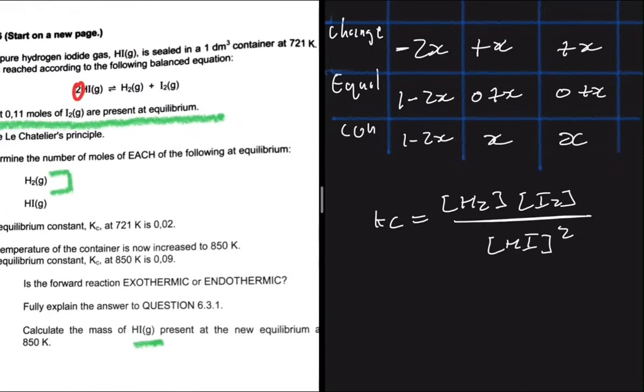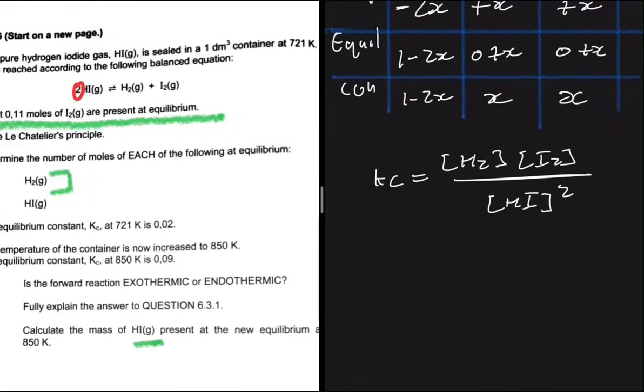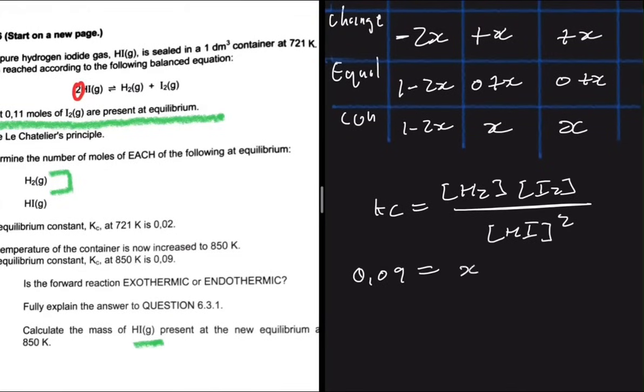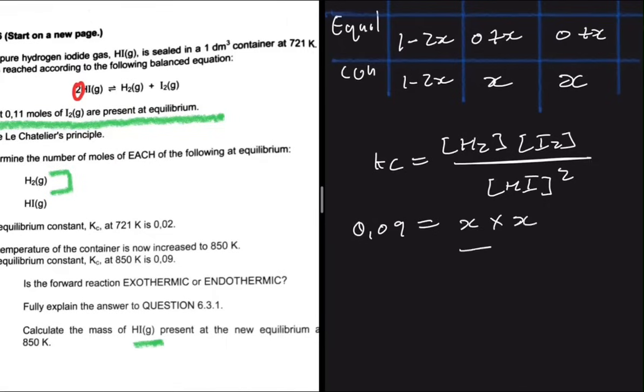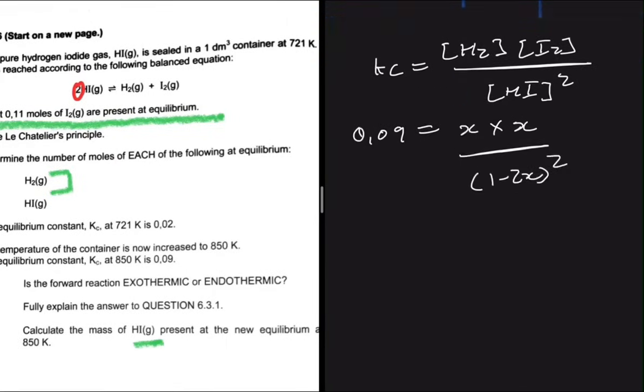Let's go ahead and substitute. In place of Kc, we're going to have 0.09 being equal to the concentration of H2, that is x, the concentration of I2, that is x again, and everything divided by (1 minus 2x) to the power 2. So we have 0.09 equal to x squared divided by (1 minus 2x) squared. What you can do here is cross multiply and complicate your life, or you can take the square root on both sides.